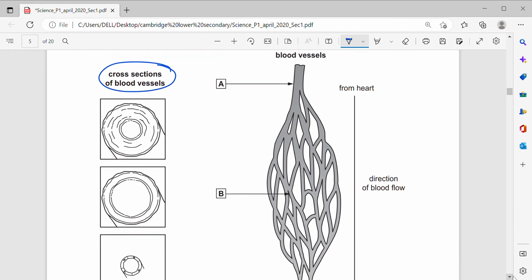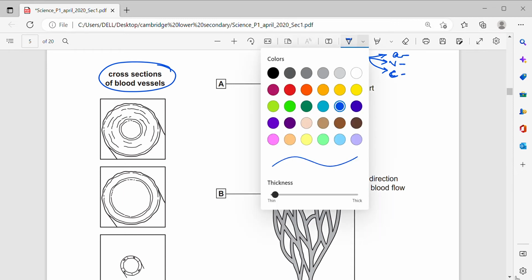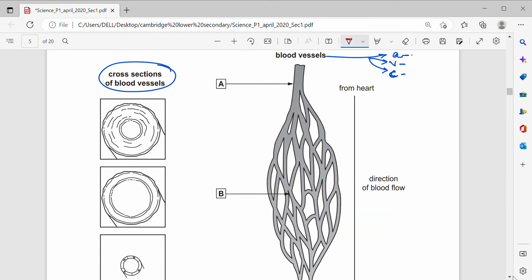Okay. This question is about the blood vessels. What are the types of the blood vessels? We have artery, we have vein, and we have the blood capillary. A for artery, so the artery carries or transports blood away from the heart. Vein is to the heart, and the capillary connects the artery to the vein.